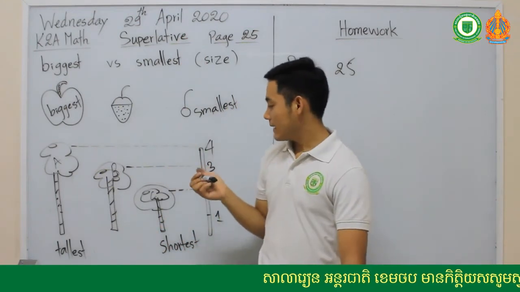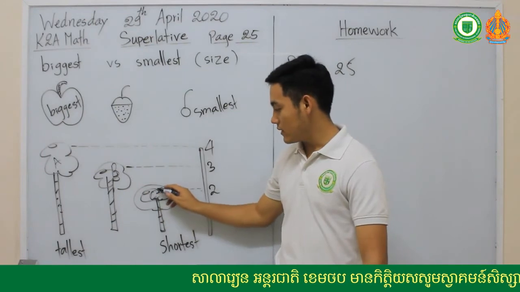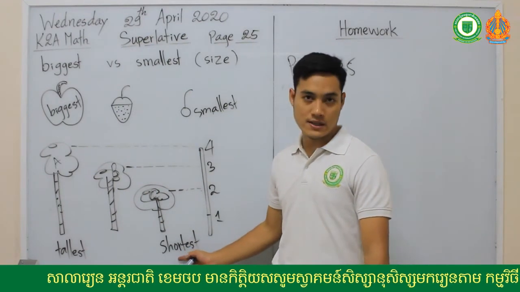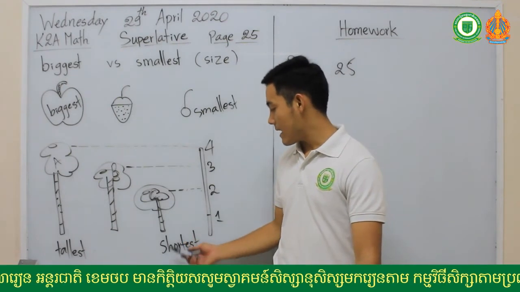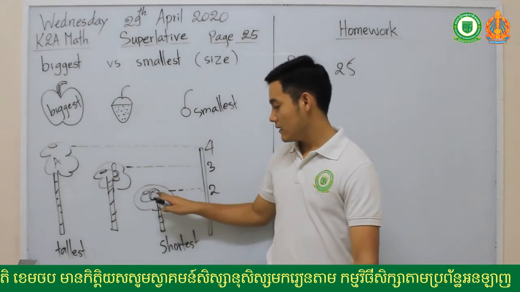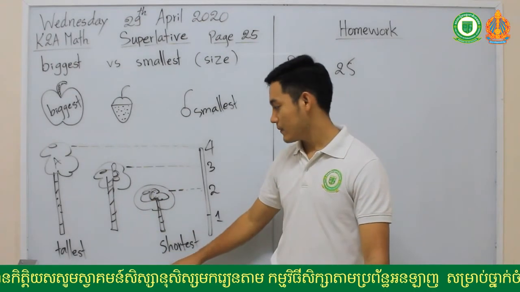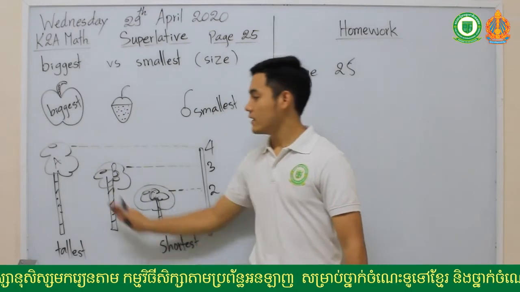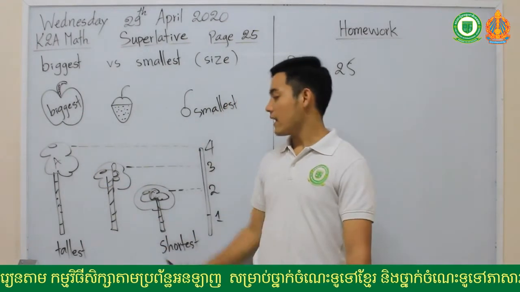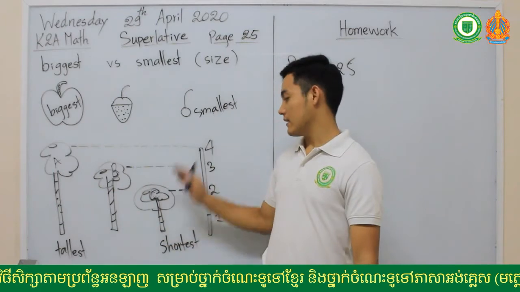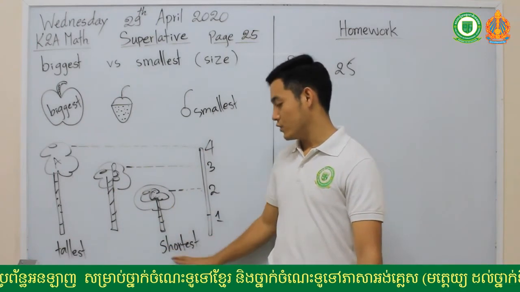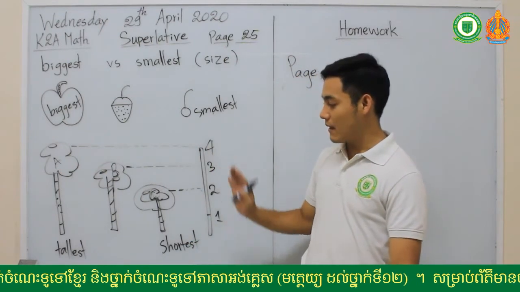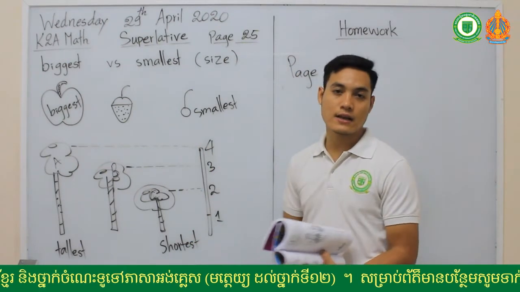Okay? And what about C? Which one is the shortest tree? It is tree C. Why? When we compare tree C to B, C is shorter, and when we compare C to A, C is shorter than A. So we can say that tree C is the shortest tree. Okay, so that's it for biggest, smallest, taller, tallest, and shortest.